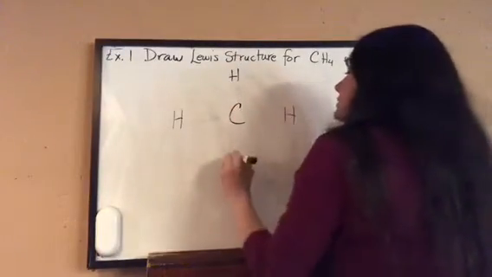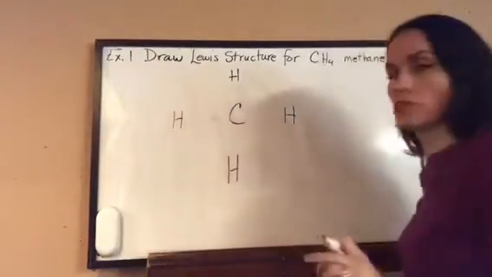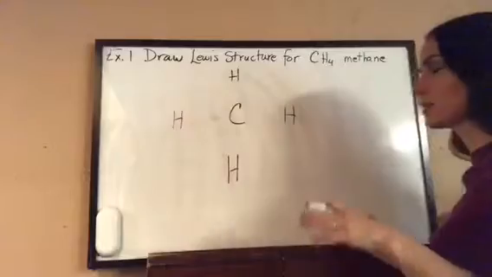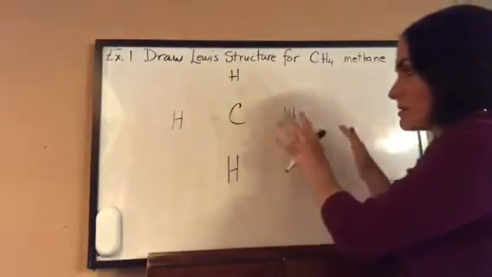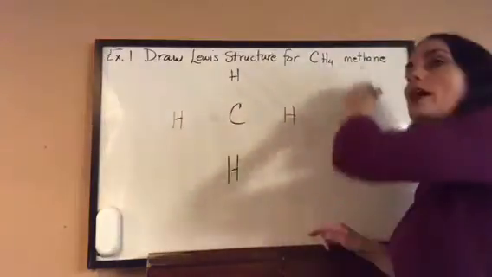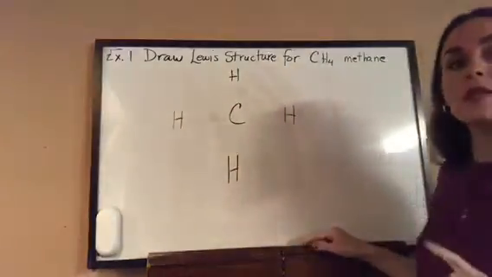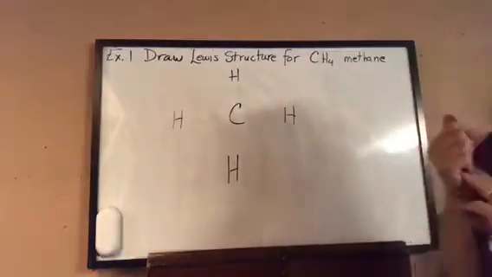Now, you say, well, what if I put the hydrogens here? What if I made it like a square? That's fine, because in actuality, the molecule isn't really flat, and this is just a two-dimensional representation. So you have the hydrogen atoms fanned around the carbon atom. Okay, so we have the central atom, and we have the adjacent atoms.